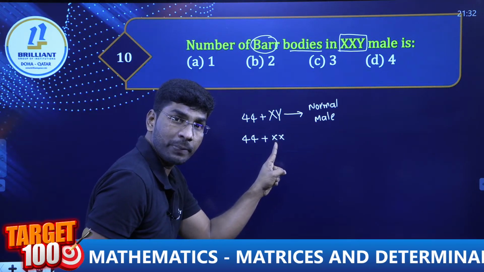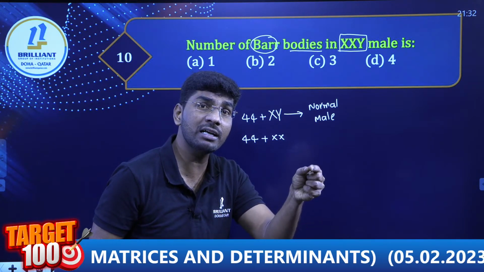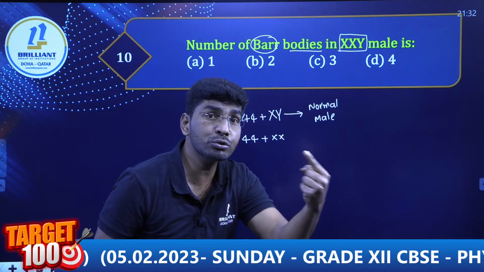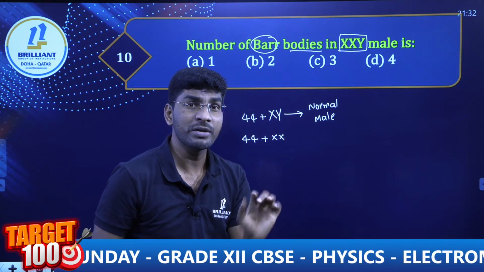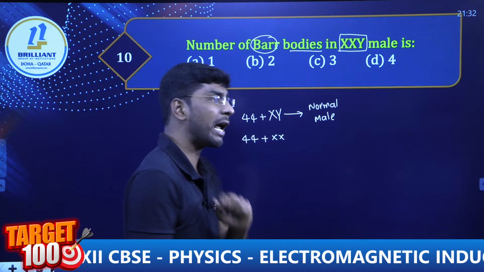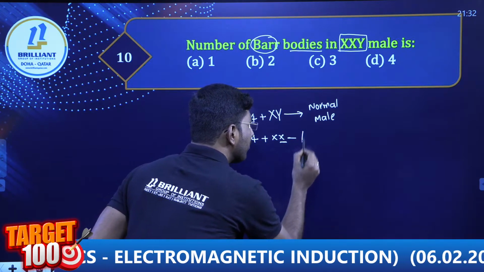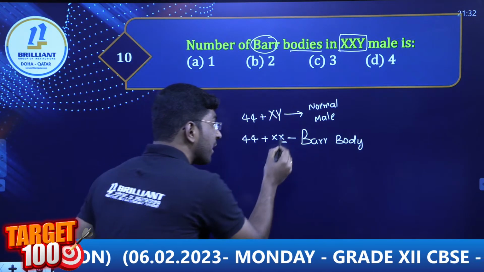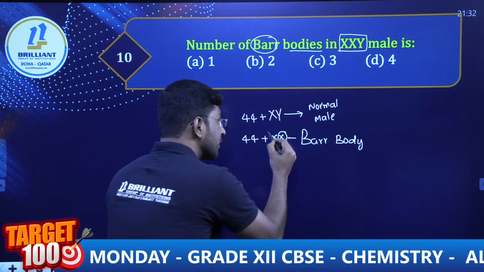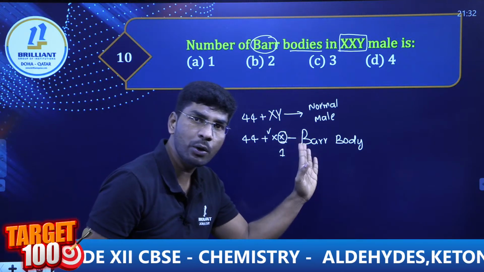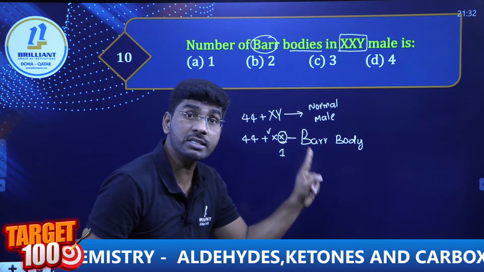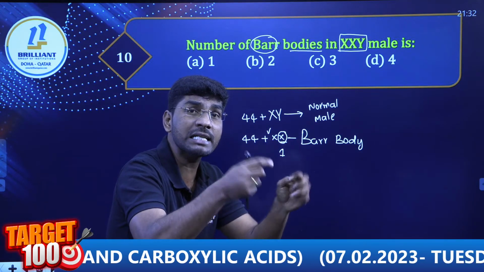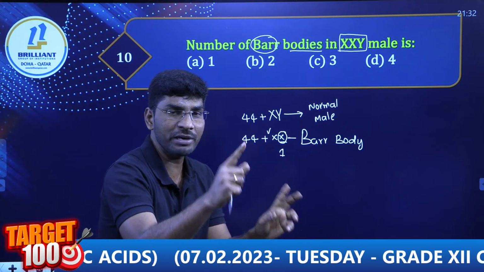Come to the normal female, 44 plus XX. Two X chromosomes are there. Both X chromosomes will be functional till the early embryonic stage. Am I clear? After that, one of these two X chromosomes will become inactivated. That inactivated extra X chromosome is called the Barr body. So how many Barr bodies in a normal female? One Barr body. Out of two X chromosomes, one is functional, one is non-functional. Whatever the non-functional chromosome is, we call it the Barr body. So normal females have one Barr body.